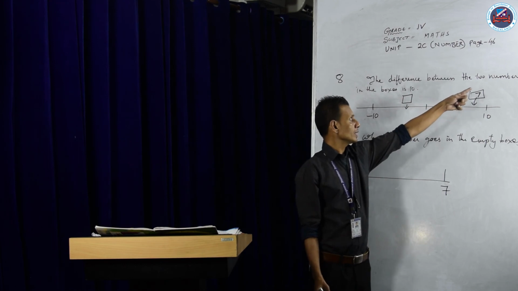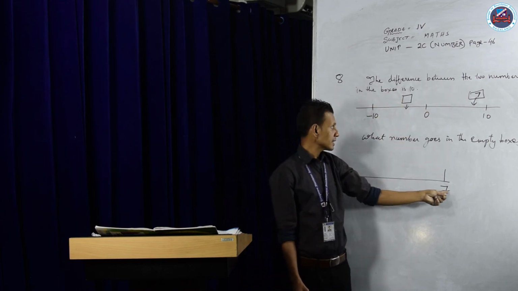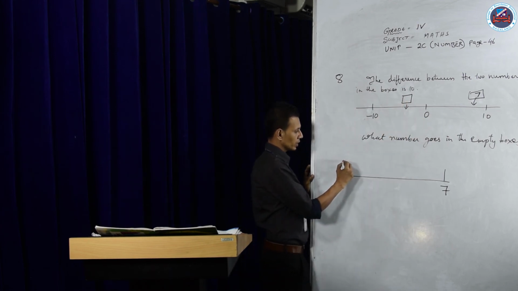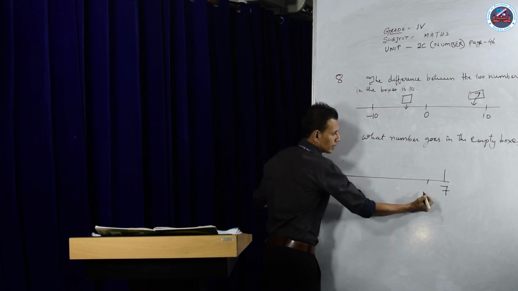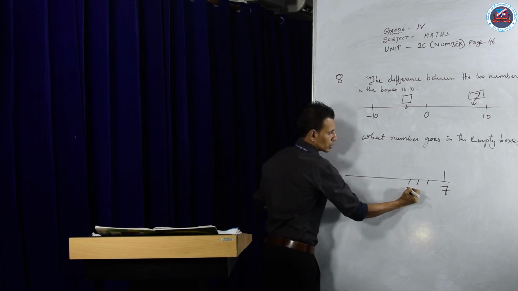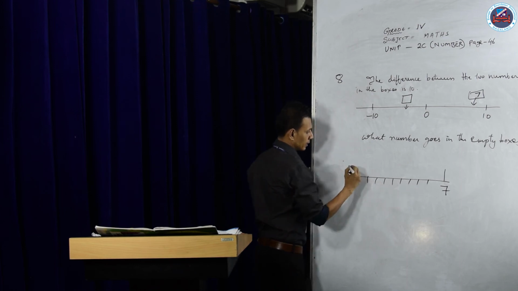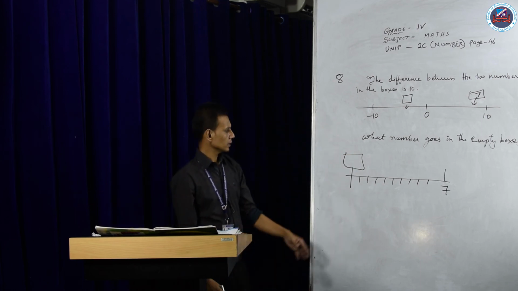The difference between the two numbers in the boxes is 10. That means this 7 and this box. Say this box is here somewhere. Difference is 10. Do it. 1, 2, 3, 4, 5, 6, 7, 8, 9, 10. This is the box. Done. This is your answer.